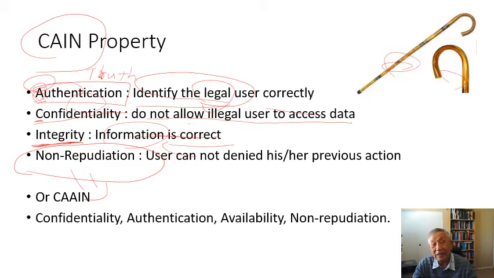In the CIA model there was availability, so let's add that one too. So CAA, and we have integrity here, and then the N. So CAIN, but there's one more A. By the way, availability is an important one in terms of security issues, because it must be available whenever needed. For example, we want to use our internet, but suddenly the power's gone. That's no good, isn't it?